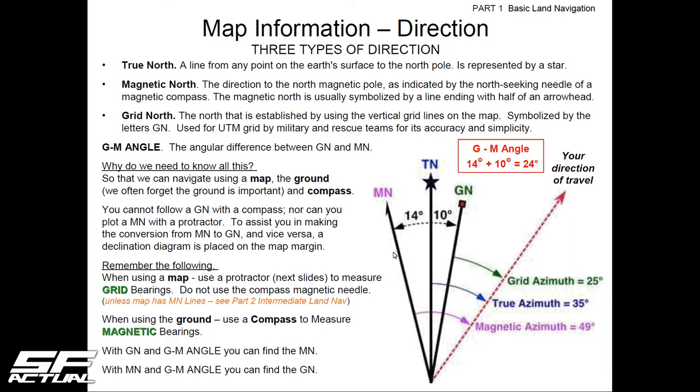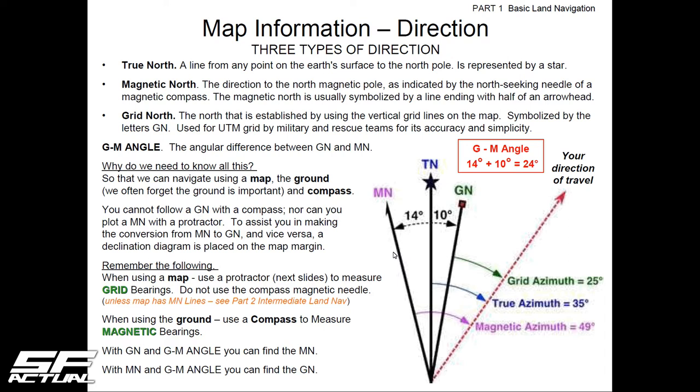The reason we need to know this is that when using a map, the ground, and a compass, we often forget that the ground is important. You cannot follow a grid north with a compass, nor can you plot a magnetic north with a protractor. You need to convert magnetic north back into grid north and vice versa multiple times. When using a map, use a protractor, which we'll see in the next slides, to measure a grid bearing; do not use the compass magnetic needle. When using the ground, use a compass to measure magnetic bearings.